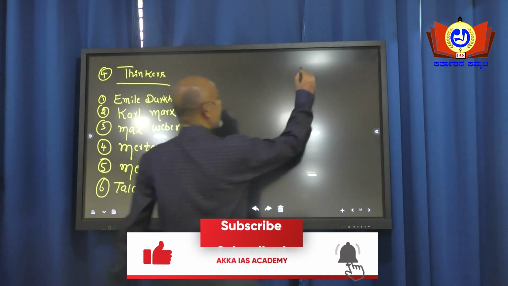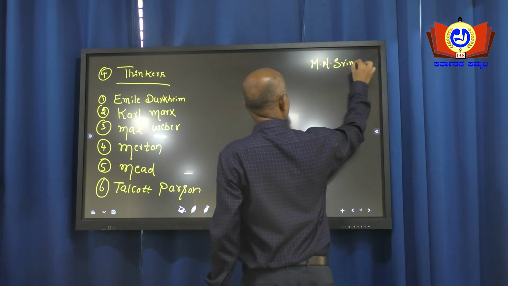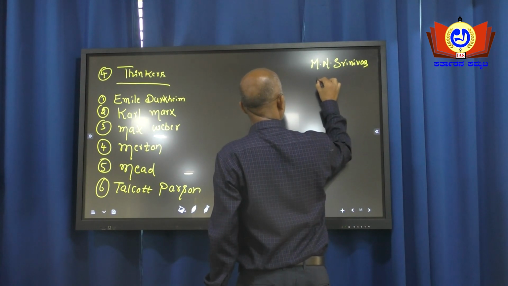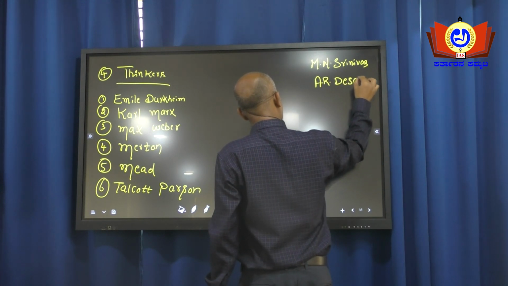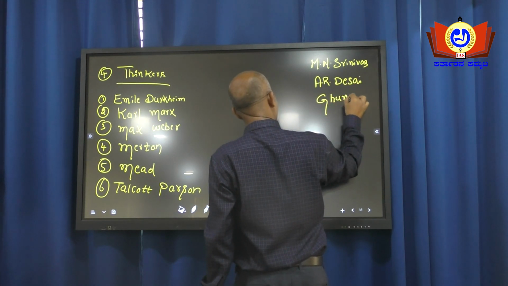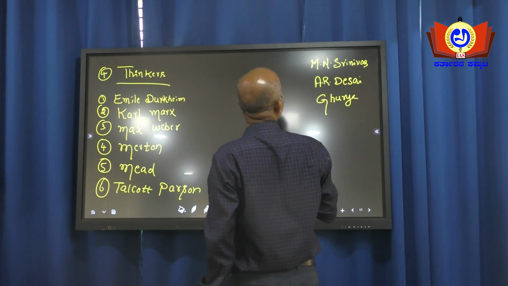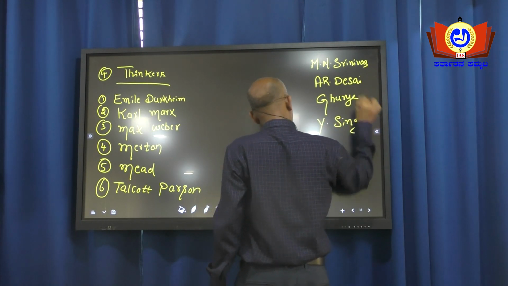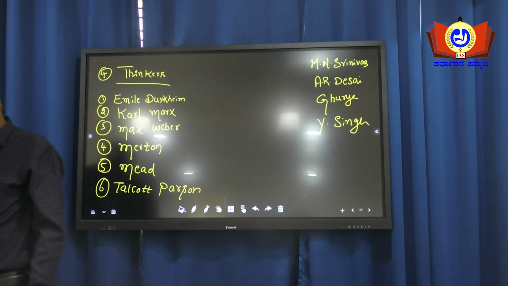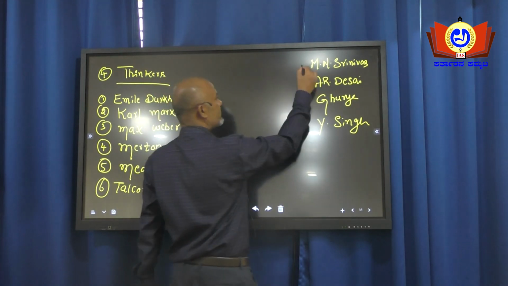Then we have Indian thinkers like Umesh, then A.R. Desai, then Ghurye sir, then Yogendra Singh. These are the Indian thinkers we will discuss. So when it comes to Emile Durkheim, these are the thinkers we will discuss. This is in Paper 2.